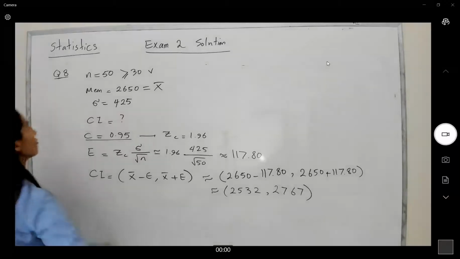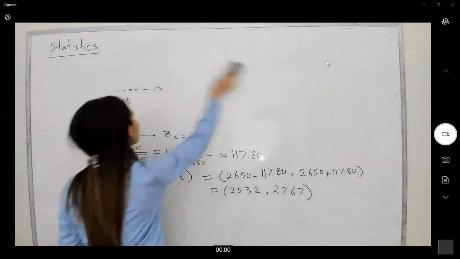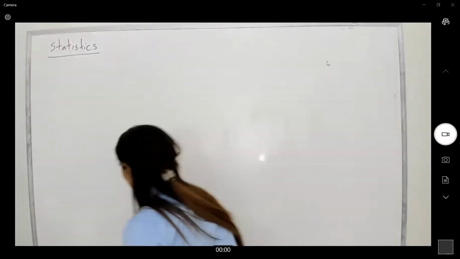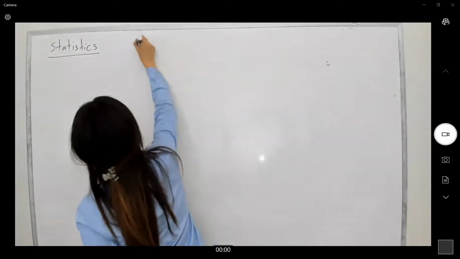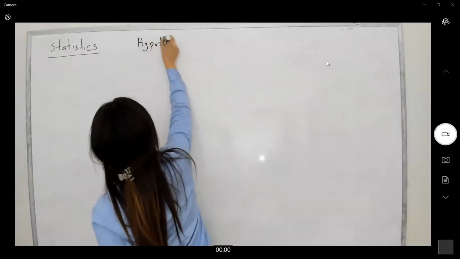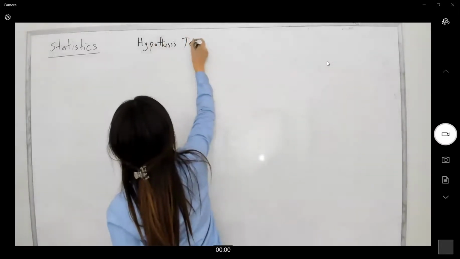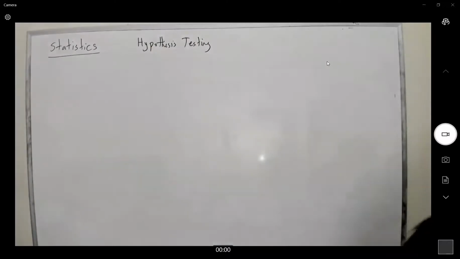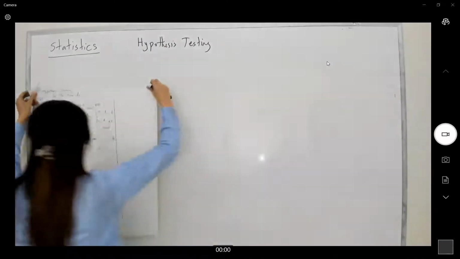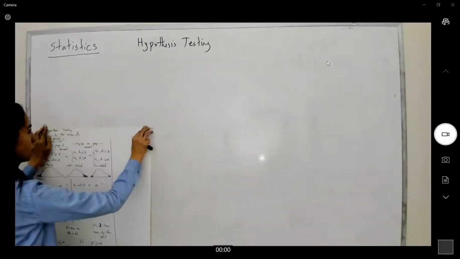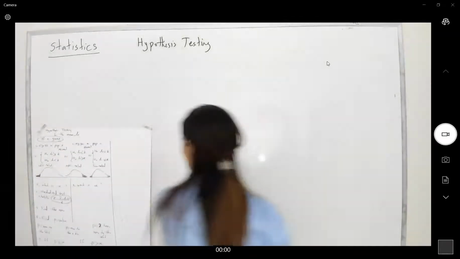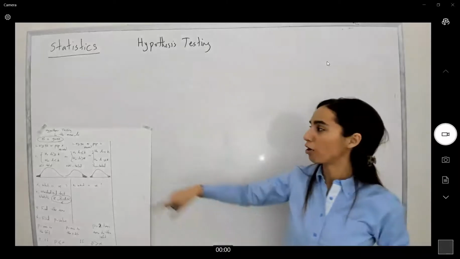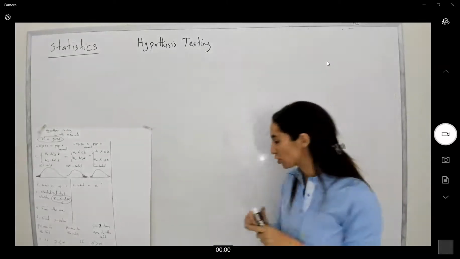So what we learned so far? Let us continue hypothesis testing. Hypothesis testing. Let's take a look at our wallpaper. Here we go. So hypothesis testing for the mean, then we're going to talk about hypothesis testing for proportion later.